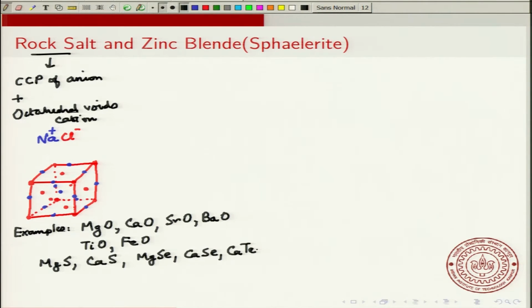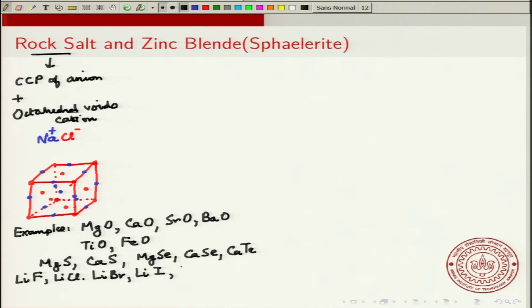Okay, so these are oxides and sulfides, and these are sulfides, selenides and tellurides. Additionally, there are also the alkali metals with a halide, so alkali halides. Many alkali halides also crystallize in this structure, for example lithium chloride, lithium bromide, lithium iodide.